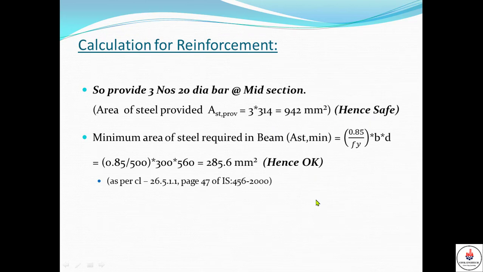Now we check the minimum criteria of the reinforcement. The minimum area of steel required in the beam is AST minimum equals 0.85 by Fy into B into D. So 0.85 divided by 500 into 300 into 560, which is D, equals 285.6 millimeter square. And this value is much less than the reinforcement we have provided, which is 942 millimeter square.